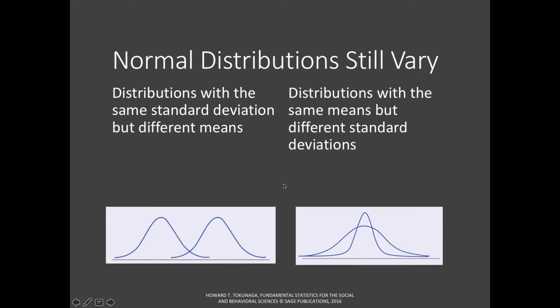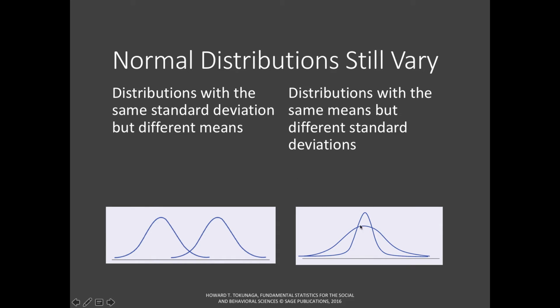So a general normal distribution can vary. They can have the same standard deviation, like these two on the bottom left here, but have different means. You can tell these have different means because this midpoint is different. One's further to the left while the other's further to the right. But if you collapse them on top of one another, they're spread out the same distance.